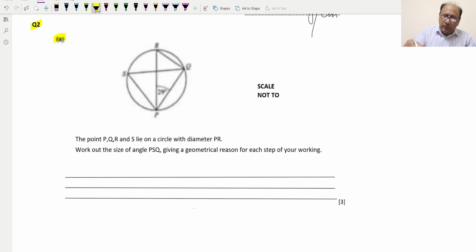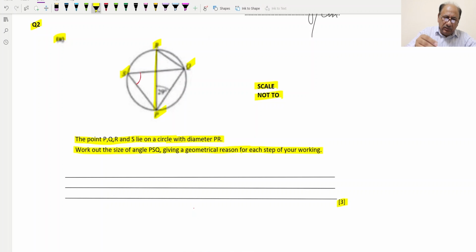Question number 2, A part. Diagram is not to scale. The points P, Q, R and S lie on a circle with diameter PR. So PR is the diameter, and we must work out the size of the angle PSQ. PSQ is this angle, which is required. They're saying give a geometrical reason for each step of your working, and this is a 3 marks question.